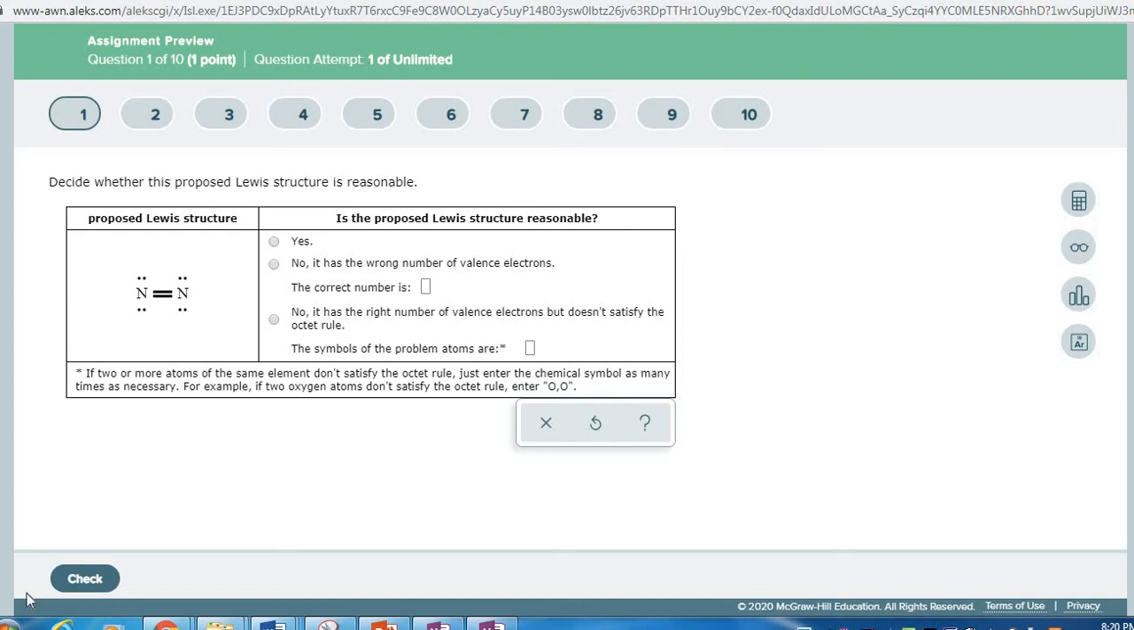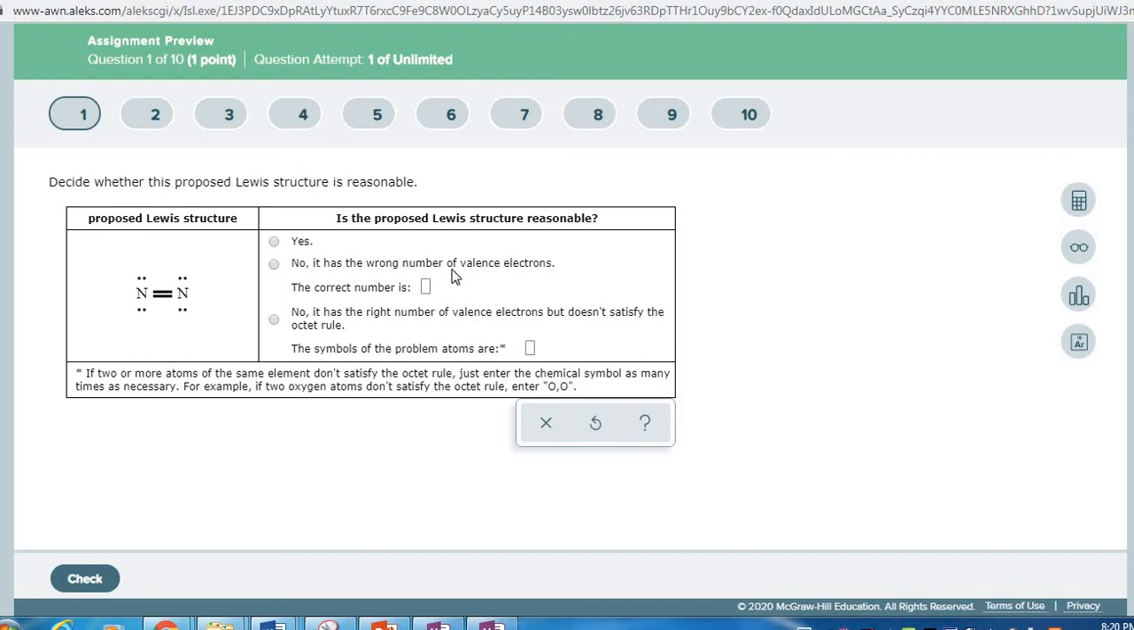Okay, let's look at some Lewis dot structures. Questions from Alex. Let's look at this first one right here. It actually gives us a Lewis structure and asks us, is this Lewis structure reasonable? And it really asks us two questions. Is it reasonable? Click on yes.